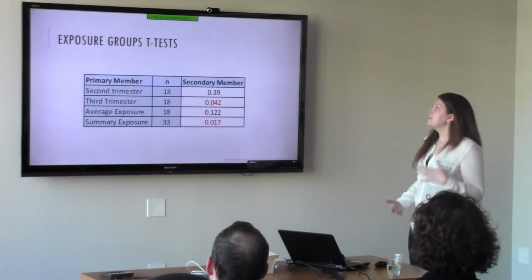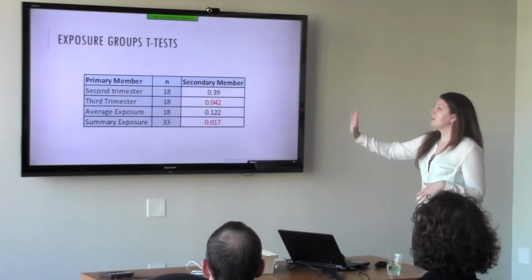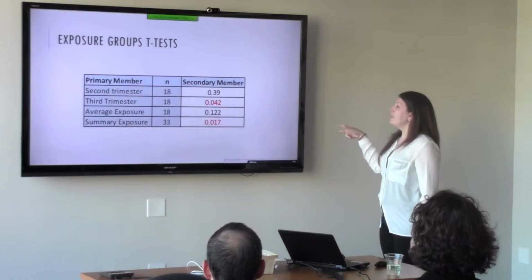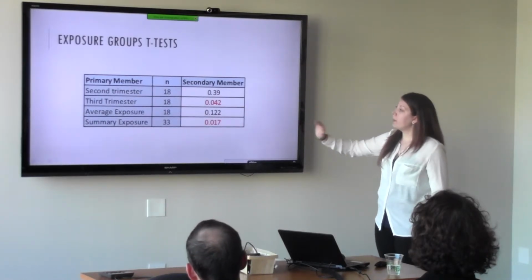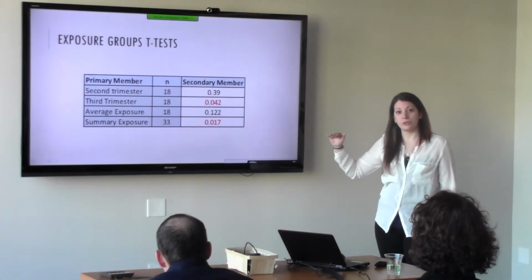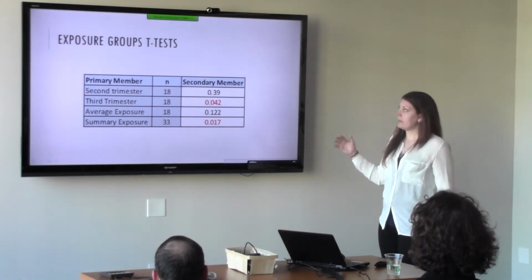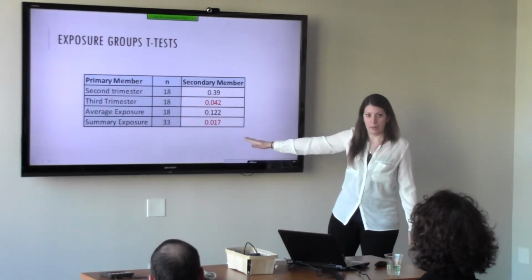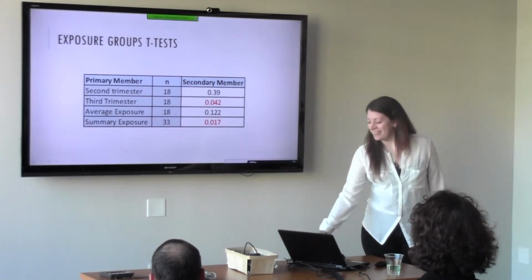So we'll start with just the basic difference of means test. I had all those exposure groups. So all I did was take the primary member exposure group compared to the secondary member exposure. We ended up with two significant p-values. Primary member third trimester exposure was significantly higher than the secondary member exposure. But more importantly, overall primary member exposure was higher than secondary member exposure, which I hope to see and was excited to actually see.